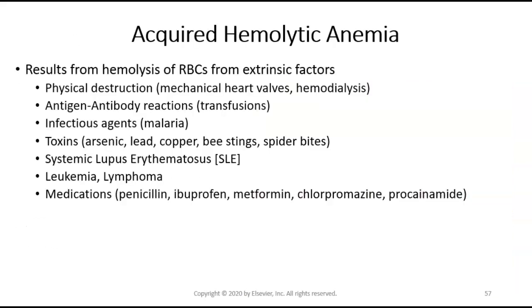Okay, the next thing we're going to talk about is acquired hemolytic anemia. Just a little nod to this, but basically our red blood cells get hemolyzed from extrinsic factors. So things like physically being destroyed. We talked about mechanical heart valves. They could have malaria. Some of the autoimmune disorders like lupus, some medications can cause it. So just want to put that out there.